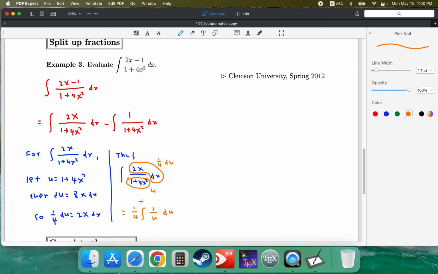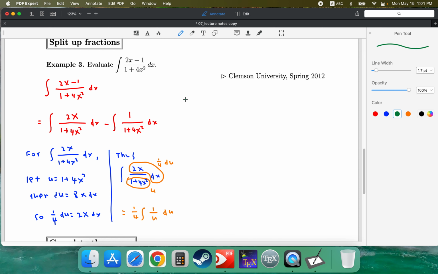1 over 4 is a constant, you can take it out, and you have 1 over u du. So we will be able to integrate that later, because it's become really easy. I'll give you 10 seconds to think, to recall what an antiderivative is.